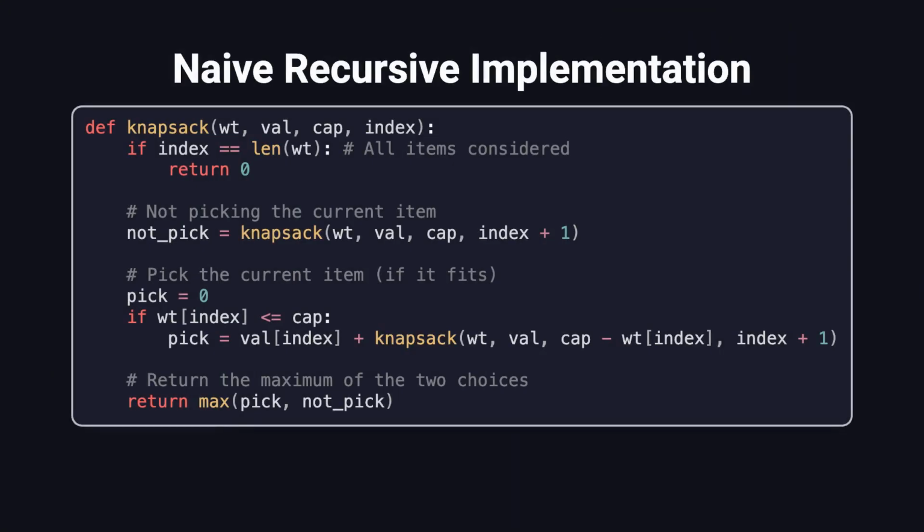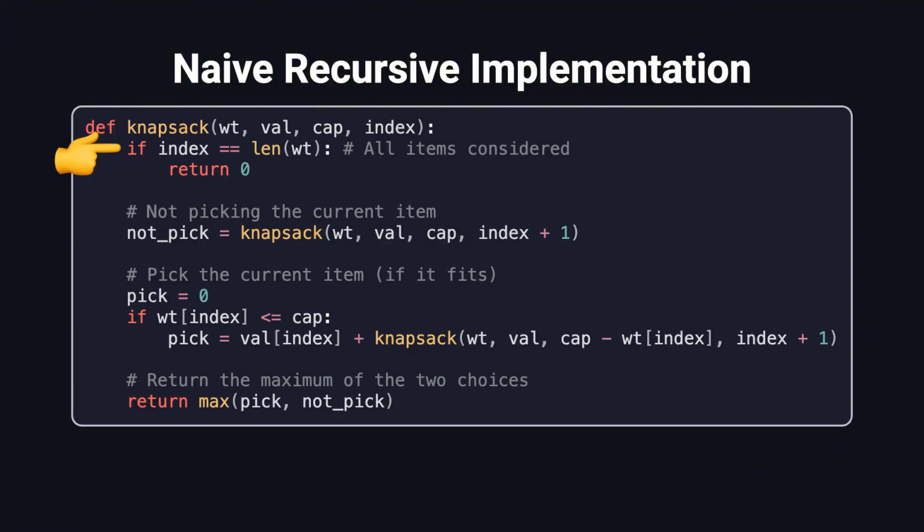Let's look at a simple recursive Python implementation. We define a function called Knapsack that takes 4 parameters: WT for weights, val for values, cap for remaining capacity, and index, which tells us which item we're looking at. First, we check if we've reached the end of the list. If index equals the total number of items, we return 0 because there's nothing left to consider.